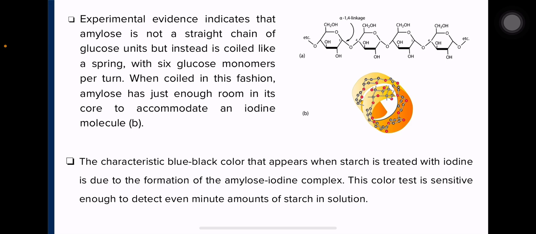There are experimental evidences which indicate that amylose is not a straight chain of glucose units, but instead is coiled like a spring, consisting of 6 glucose monomers per turn. And the characteristic blue-black color that appears when starch is treated with iodine is due to the formation of the amylose-iodine complex.